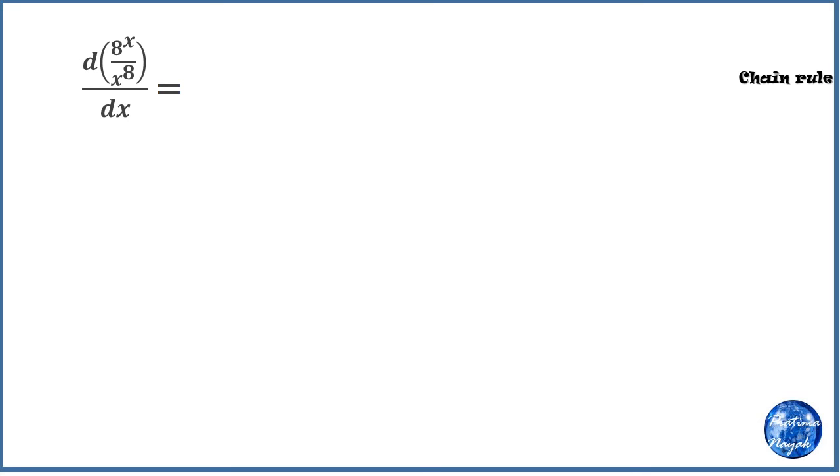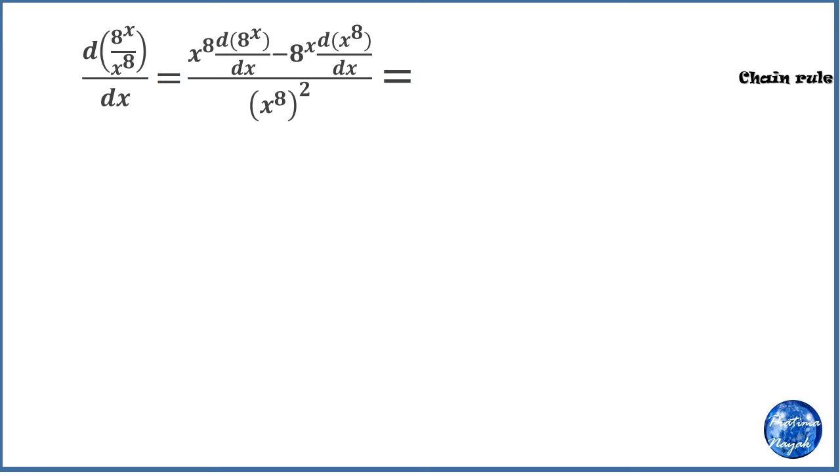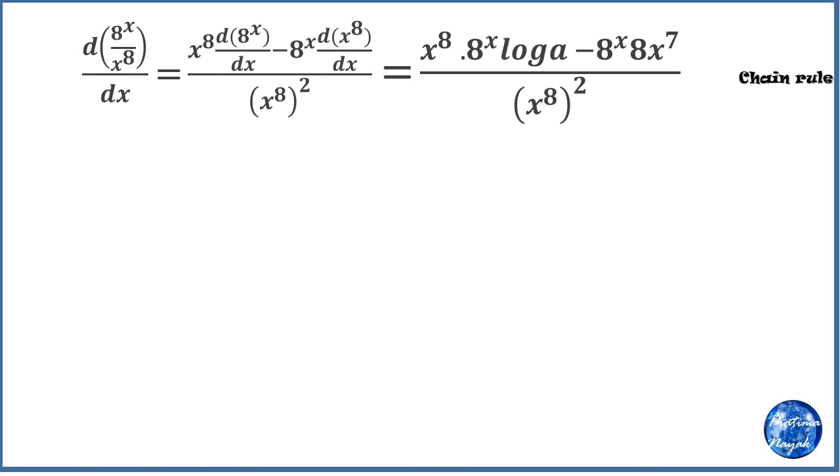Now if the question is 8 to the power x by x to the power 8, then you will go for the quotient rule. It will be x to the power 8 whole square, x to the power 8 into d(8 to the power x) by dx minus 8 to the power x into the derivative of x to the power 8. So you will simplify. The derivative of 8 to the power x is 8 to the power x log 8, and for the second it will be 8 to the power x into 8x to the power 7.